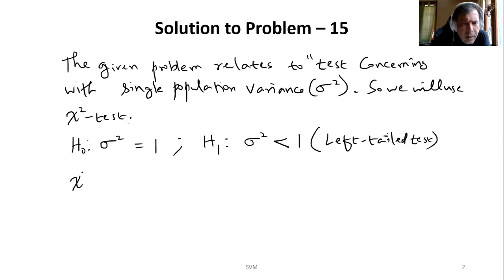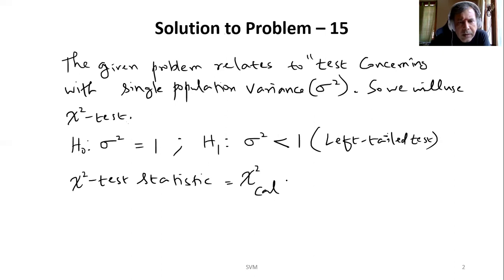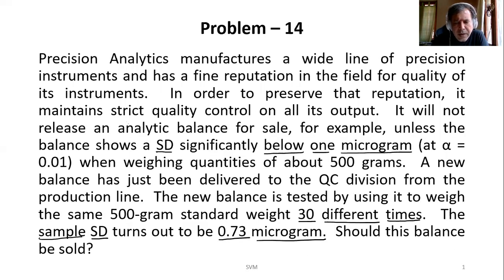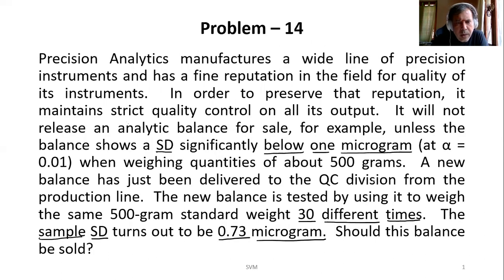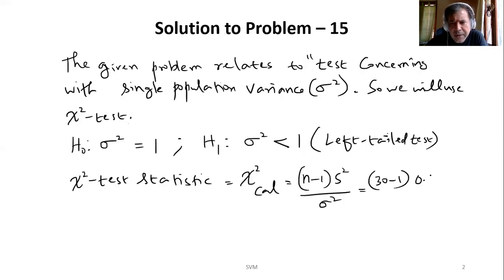Now, the chi-square test statistic will be chi-square cal, that is chi-square calculated value, which is n minus 1 times s square divided by sigma square. See, the question has given 30 different times. So n is 30. So 30 minus 1 times s square. The sample standard deviation is given as 0.73. So s square will be 0.73 squared, because s square denotes sample variance here. And this will be 1.